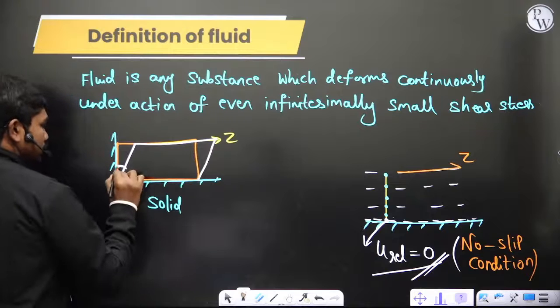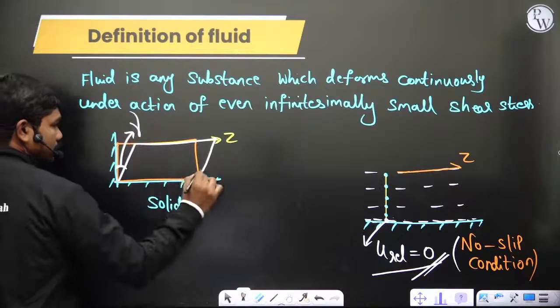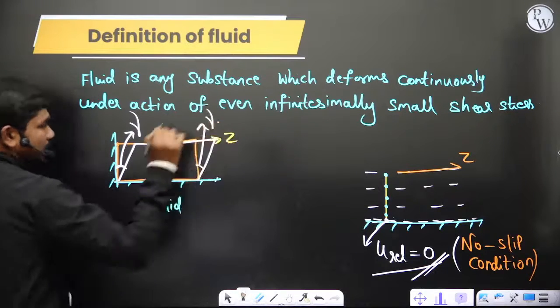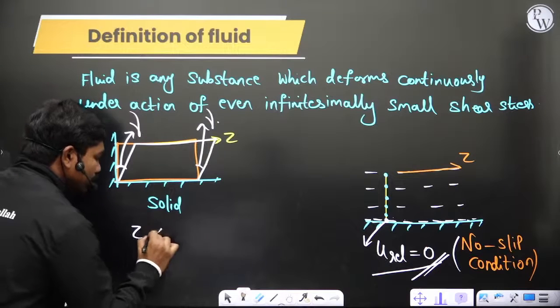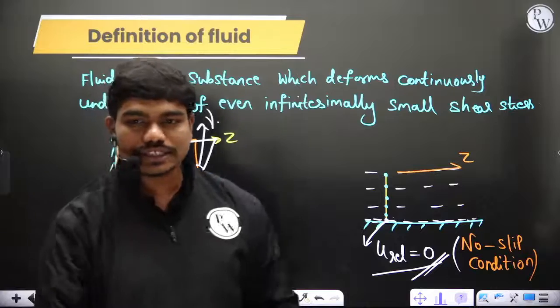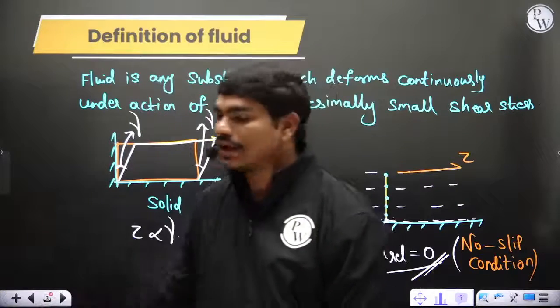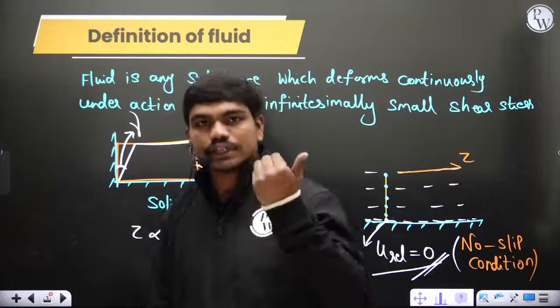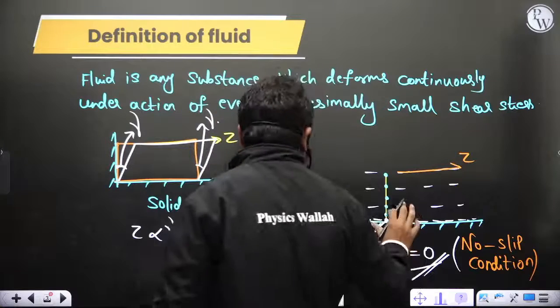And this deflection is gamma, which is the shear strain, obviously. So this is gamma, and as per Hooke's law, we know tau is proportional to gamma. Shear stress is proportional to shear strain, and we connect them by the shear modulus G. But in case of liquids, or fluids in general, the situation is slightly different.